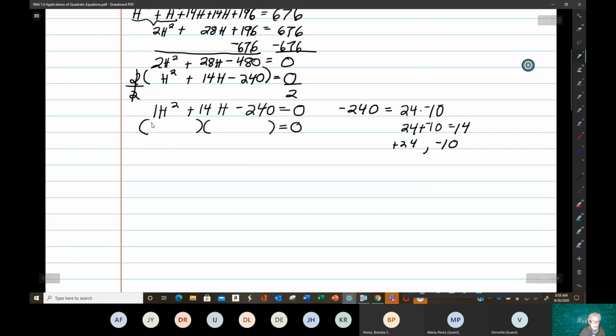I take my h squared, I put an h here and an h here. I think of that as splitting h squared. And then I take positive 24 and negative 10, I turn into a minus 10. And now I set each factor equal to 0.